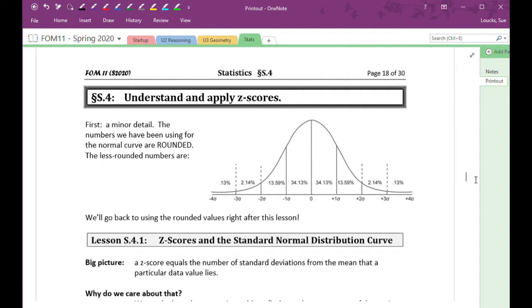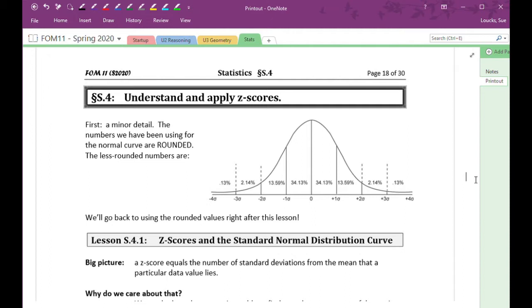If you have not done all of the assigned practice up to this point, stop the video, go back and do it. It's not going to make any sense unless you've done the work up to here. Z-scores are completely different from anything you've ever seen before. And they're not difficult. It's just a completely new concept, and you need to come in having the background knowledge about the normal distribution curve. All right, here we go.